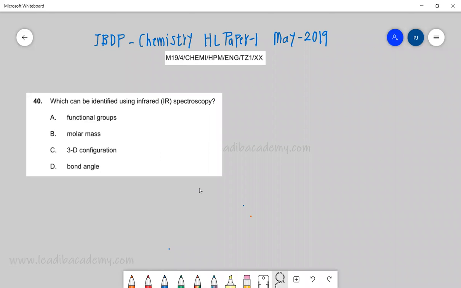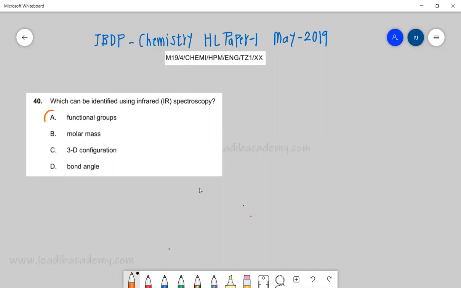Question number 40. Which can be identified using IR spectroscopy? Straightforward, the answer is functional groups. The clear-cut answer is functional groups. That is the whole idea about IR spectroscopy. It is straightforward, information based.